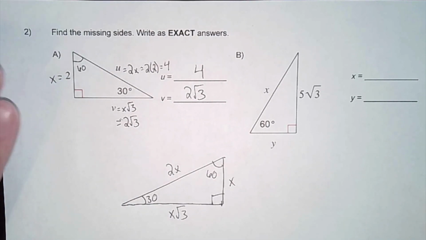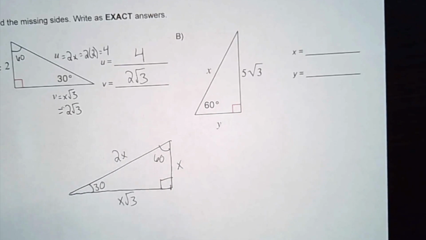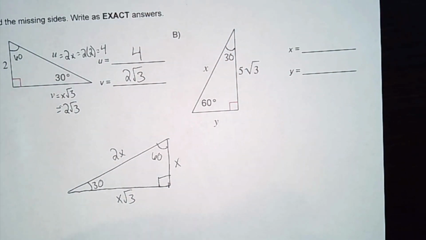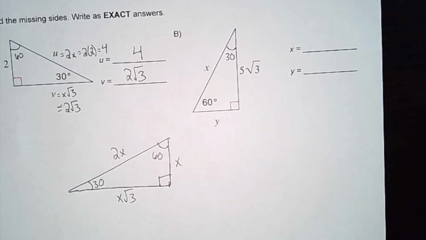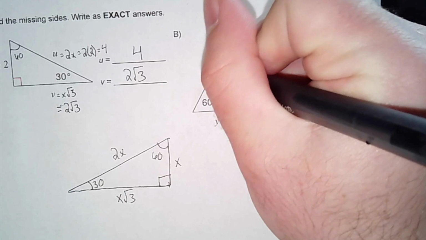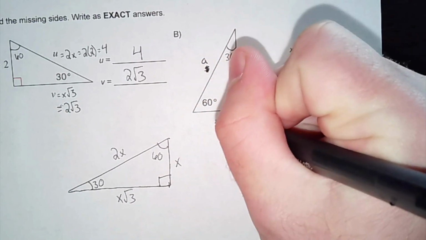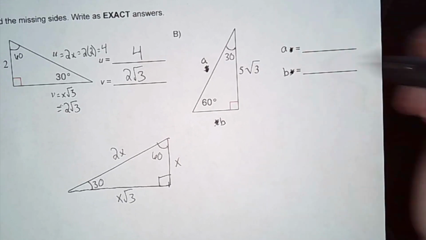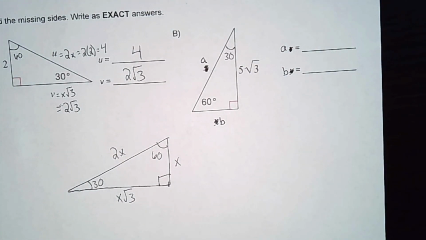Part B is going to be a little bit trickier. Okay, again, I'm going to set up my pattern first. So I have my 60. My other angle up here is going to be my 30. I'm going to do some weird things here just because of the letters. I'm going to switch these letters real quick. Let's call this A and B, which makes this a and b. The reason I'm doing that is I want to use x just to fit our pattern.